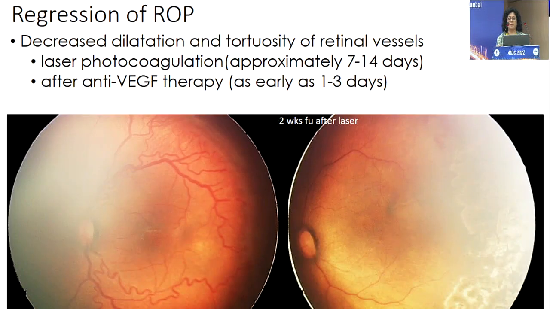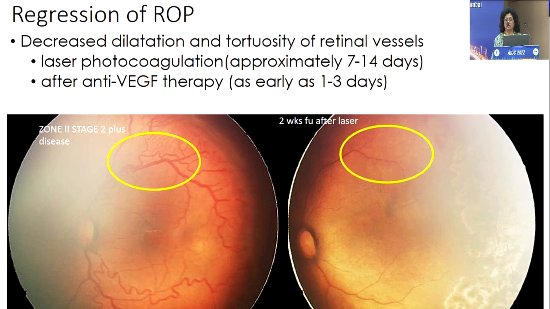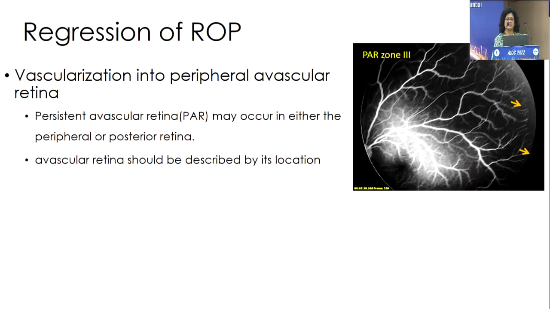Now, after treatment, you start seeing regression of ROP. The classification also comments about the regression. The regression could be seen, there's decrease in dilatation and tortuosity, which we are seeing after laser treatment in this patient. It could be seen after anti-VEGF also. In anti-VEGF, the regression is 1 to 3 days, and with laser treatment, it is 7 to 14 days.